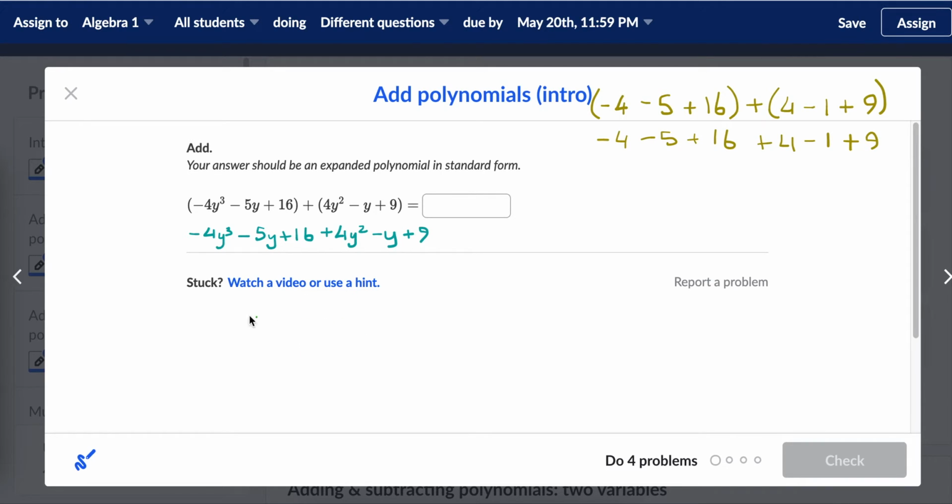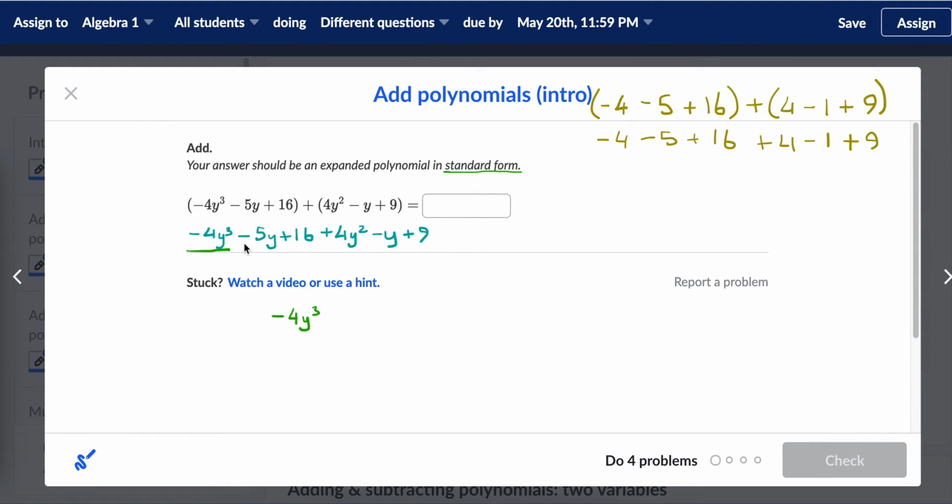Now the next thing we've got to look at is writing these in standard form. So we want standard form. We're going to start with the highest exponent, work our way down, and combine like terms. Starting with the highest exponent, that's a cube here. So we've got negative 4y cubed. We don't have any more cubes, so we're going to start with that negative 4y cubed.